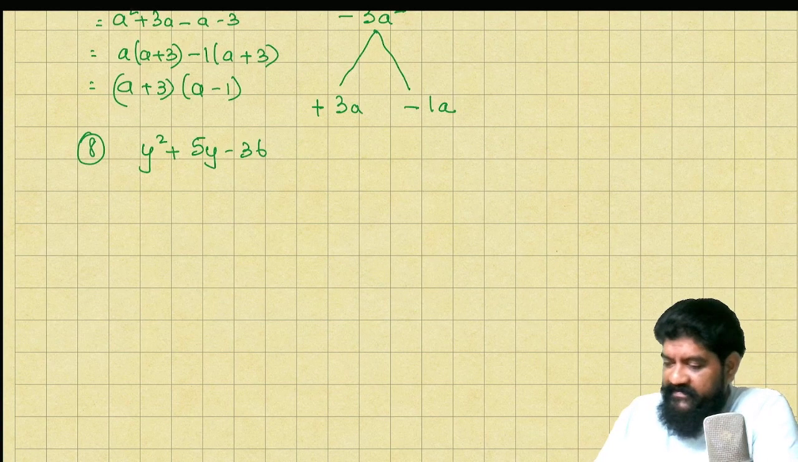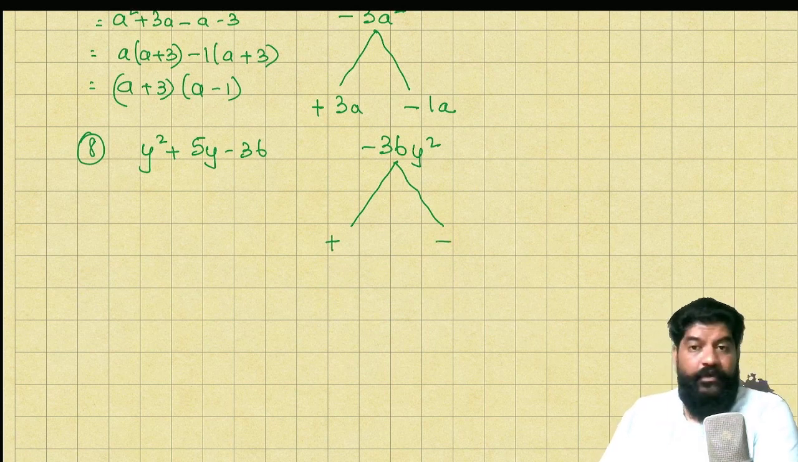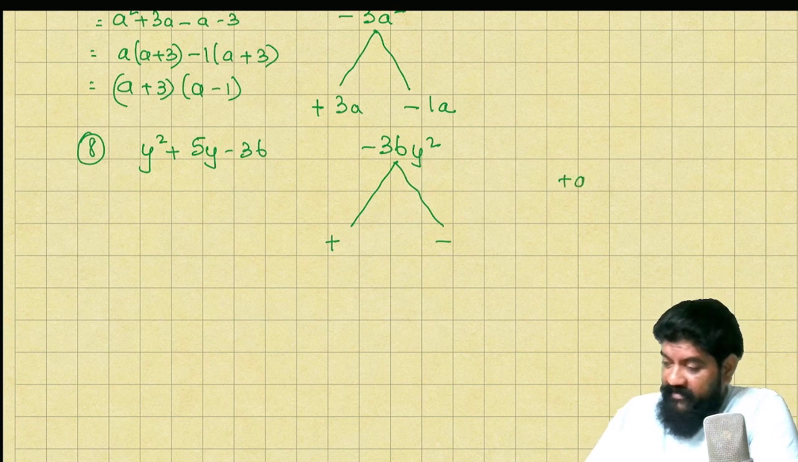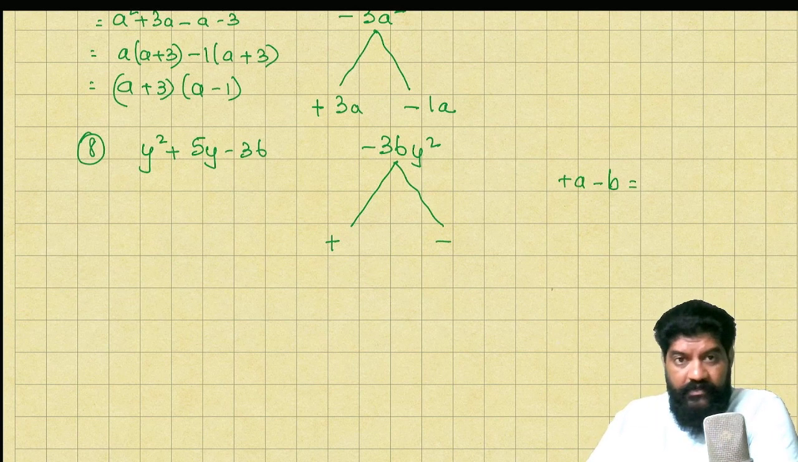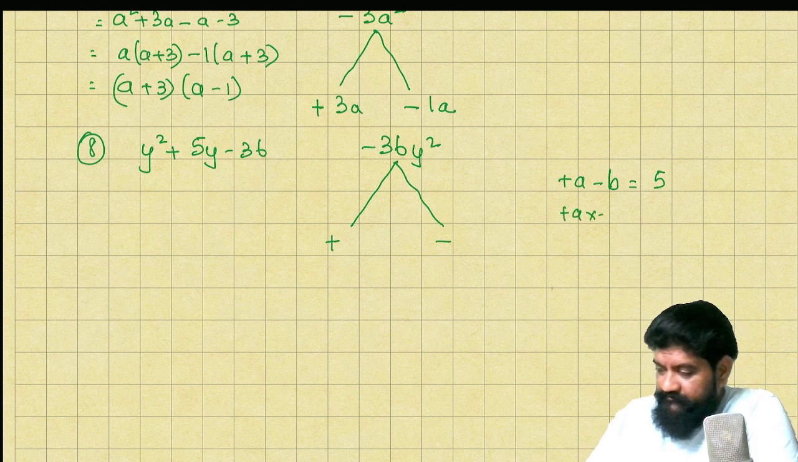Process is still the same, so we write minus 36y squared here. Now, this is a negative number, so one of them will be positive and the other will be negative. What's the goal now? The numbers will subtract and the result will be a plus 5, whereas when they multiply, the result needs to be a minus 36.